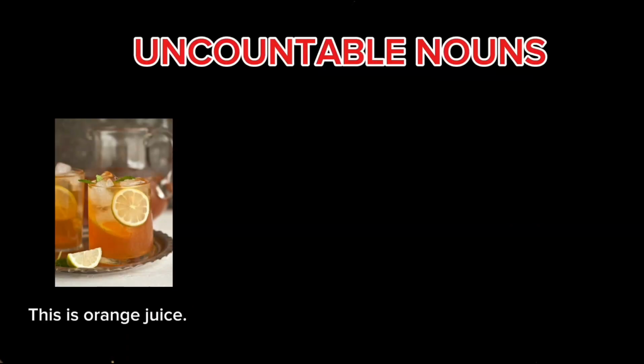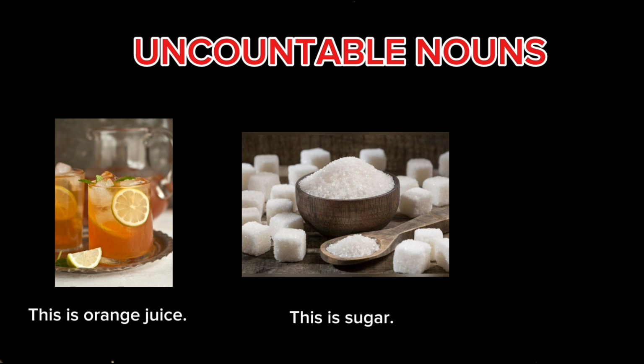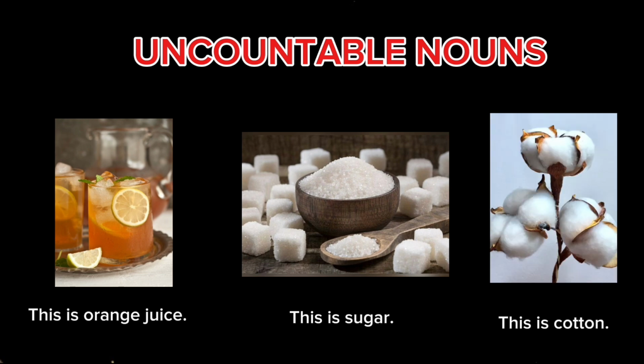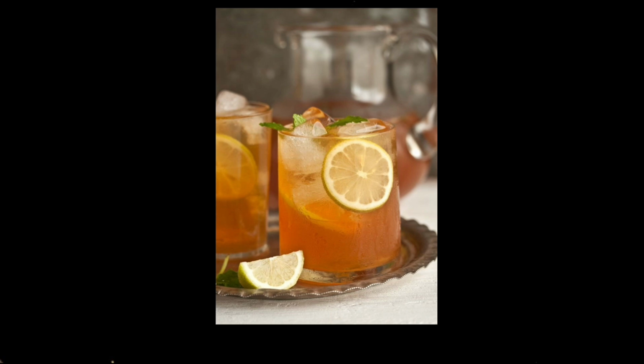This is orange juice. This is sugar. This is cotton. Now, let's look at uncountable nouns. When talking about this type of thing, we use the singular form without the word a in front of it. But if you can't count these things, how do you talk about quantity? Saying this is orange juice does not tell you how much orange juice.